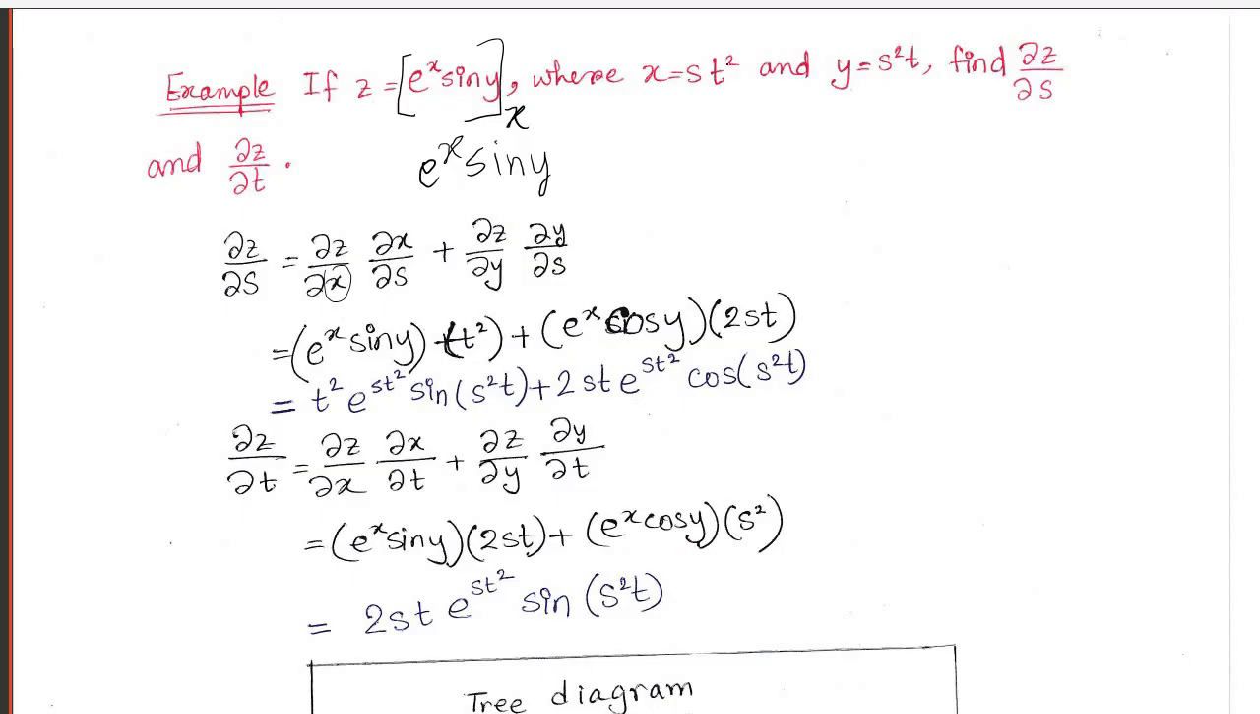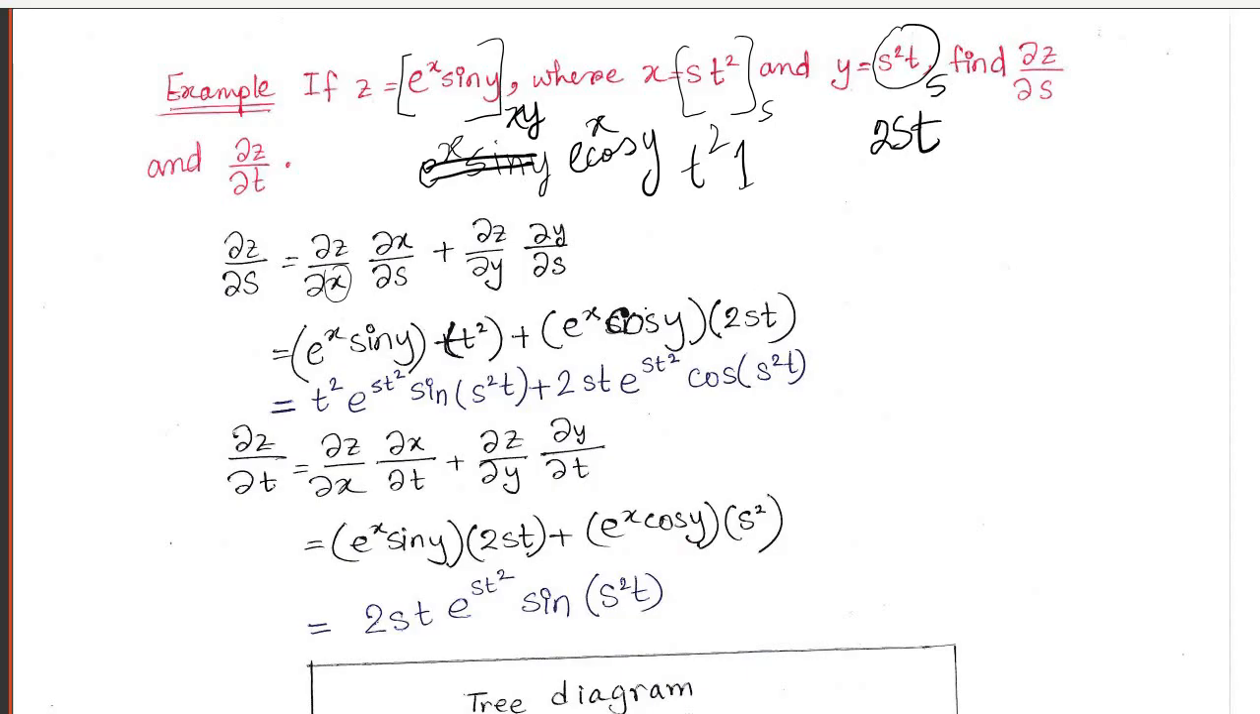Next differentiate x with respect to s. With respect to s, so t square is a constant coefficient, derivation of s is equal to 1. So just t square. Again differentiate this function z with respect to y. So with respect to y, this will be sin y's derivation is cos y, e to the power x is just a constant coefficient. Differentiate this function with respect to s, y with respect to s. So s square is twice s, or t is just a constant coefficient. So that's it. Next line, you simplify it.